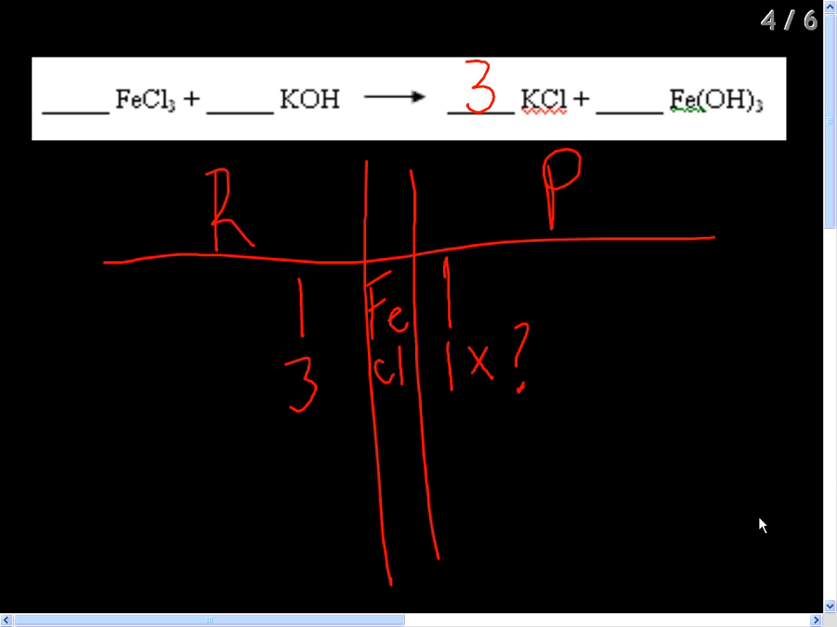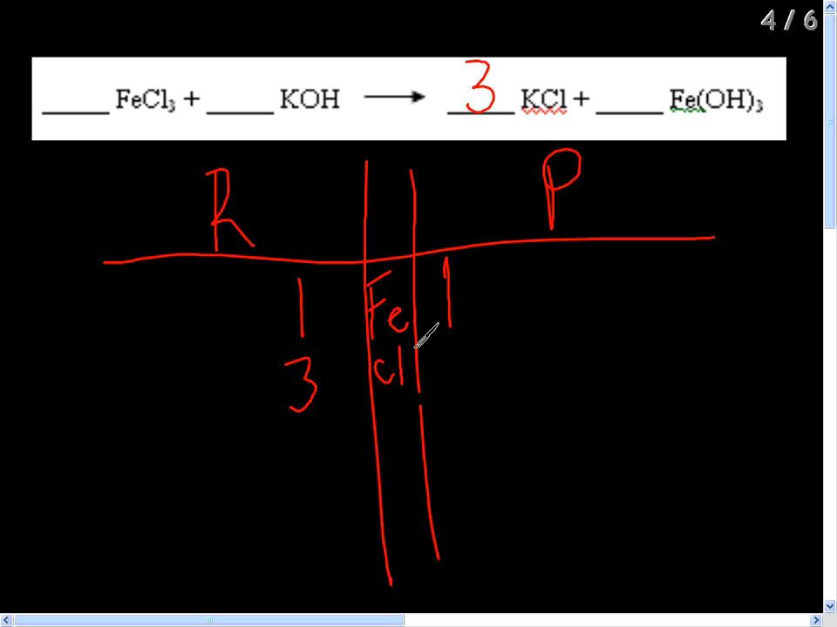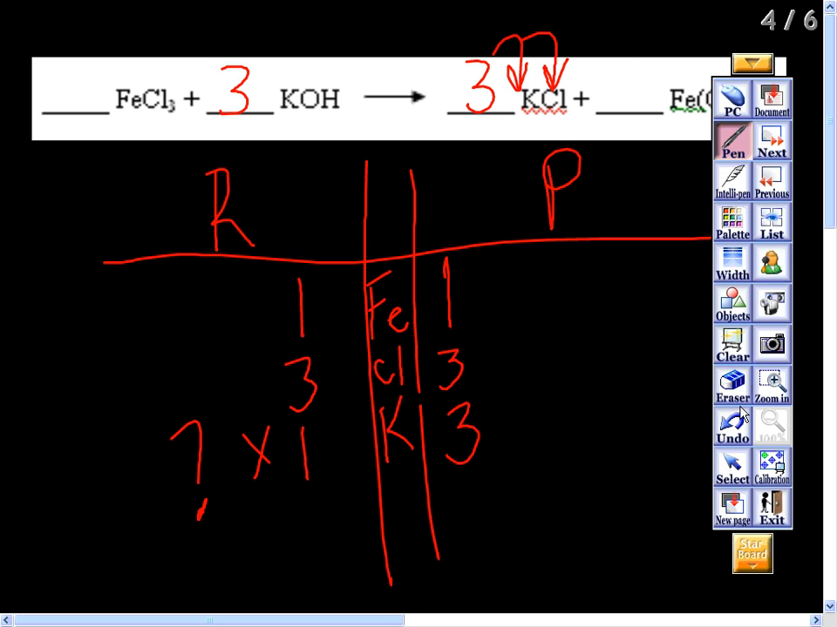3 times 1. So if I do 3 times 1, I now have 3 chlorines on both sides. Next up is K. In my reactants, I have 1, but in my products, I have 3. This 3 applies to both the potassium and the chlorine. So, since I have 3 in my products, what should I multiply this by so that it equals 3? What times 1 equals 3? 3. 3 times 1 equals 3. So now I'm good to go there.